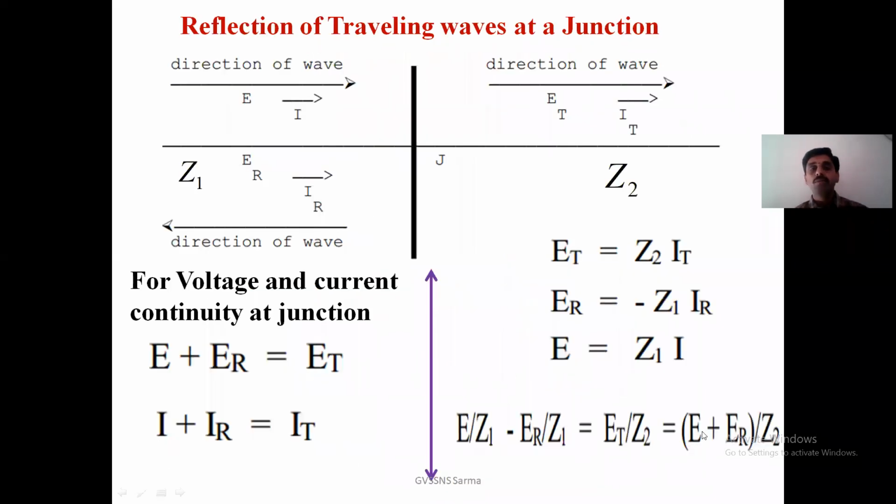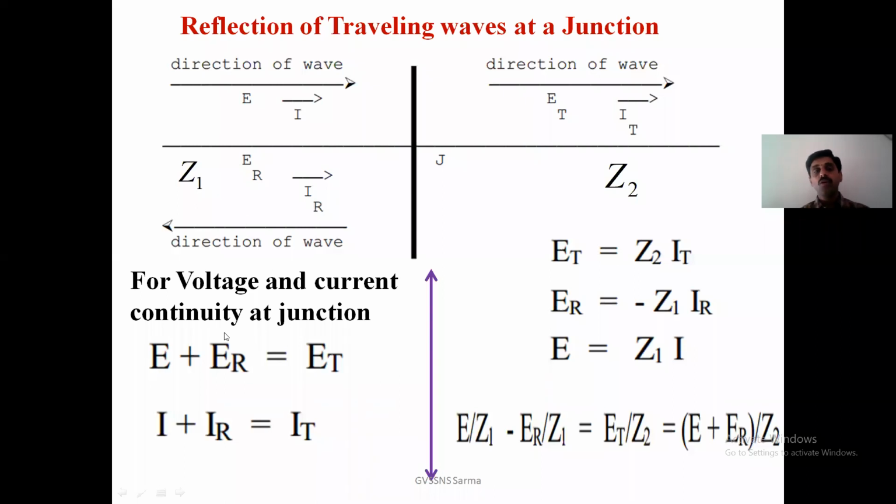So now let us come to the discussion of reflection of the traveling waves at a junction. So this is the direction of the incident wave, E and I. This is the direction of the transmitted wave, ET. This is the impedance of this portion, Z1. This is the impedance of this portion, Z2. J is a junction. And this is the direction of the reflected wave.